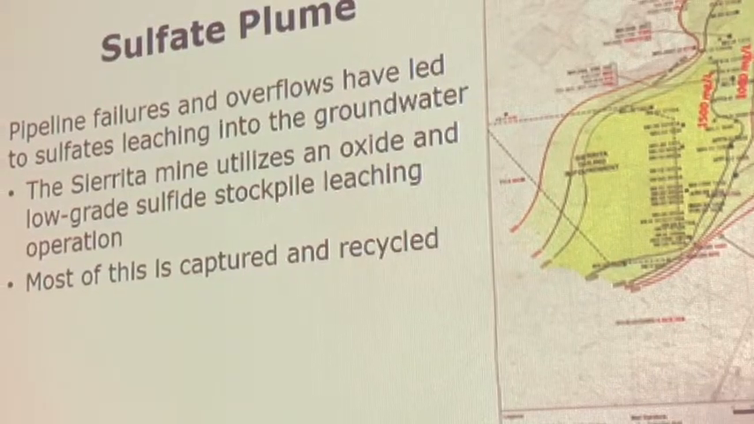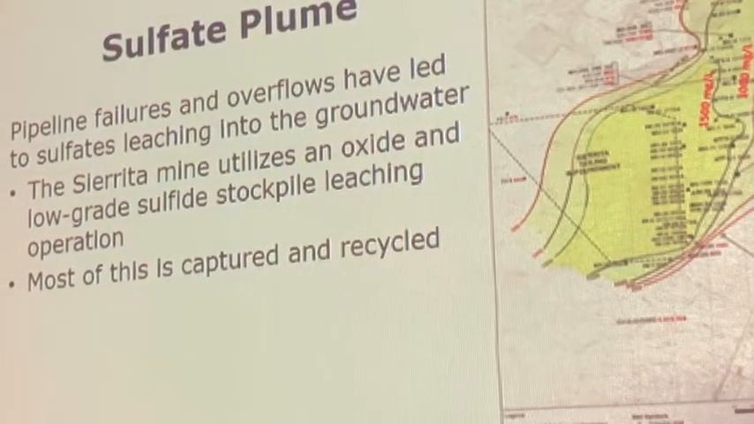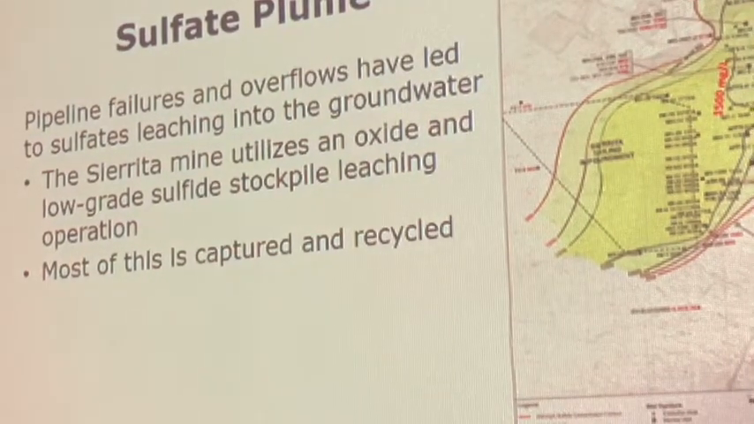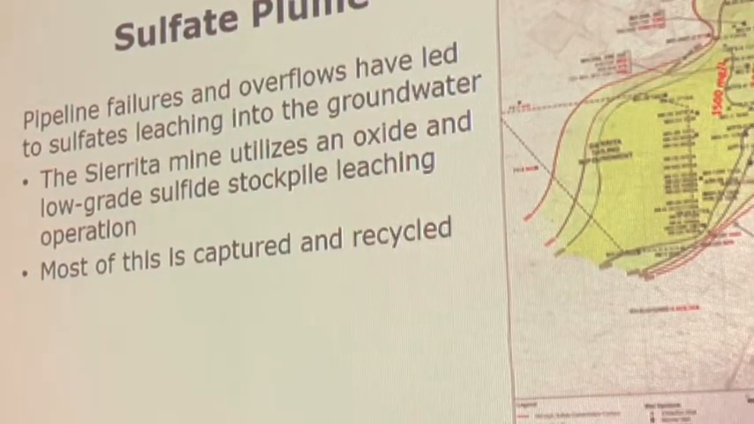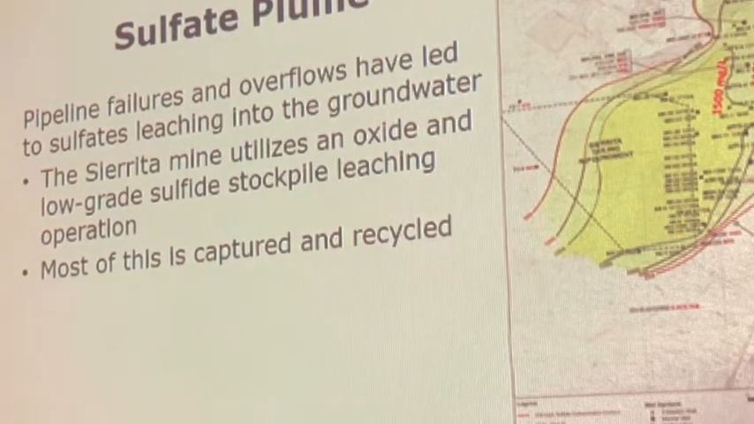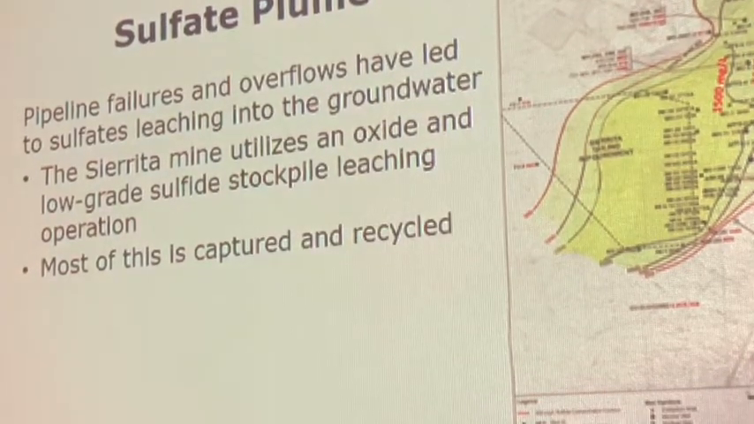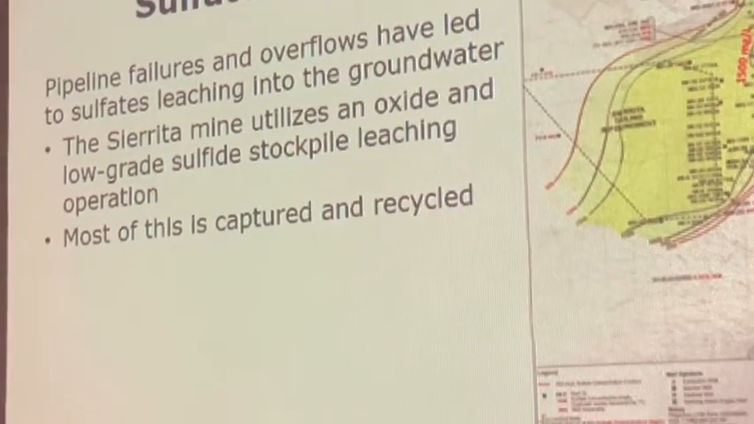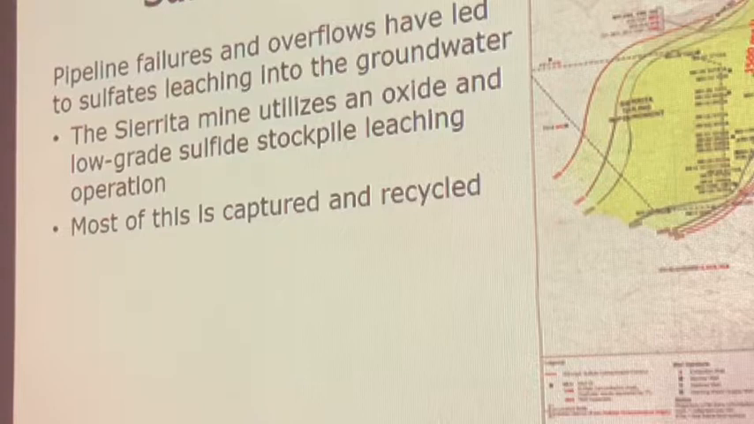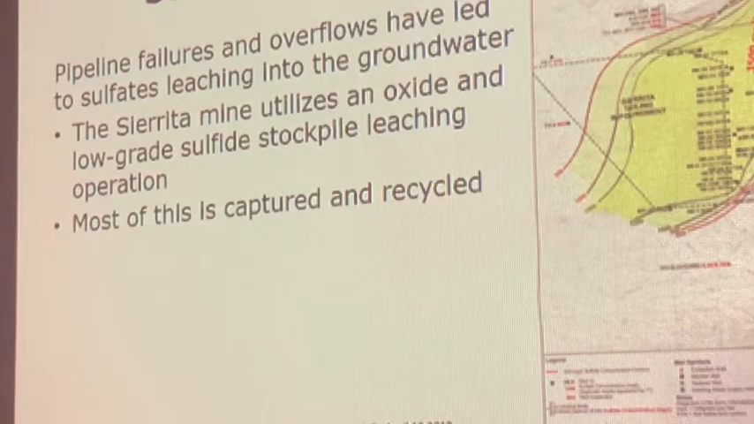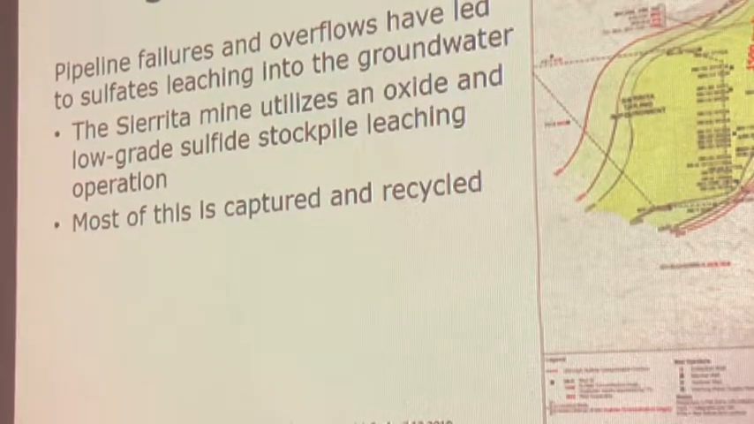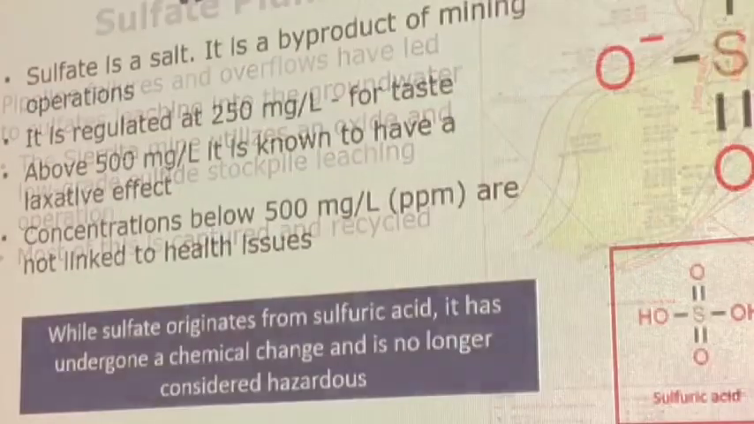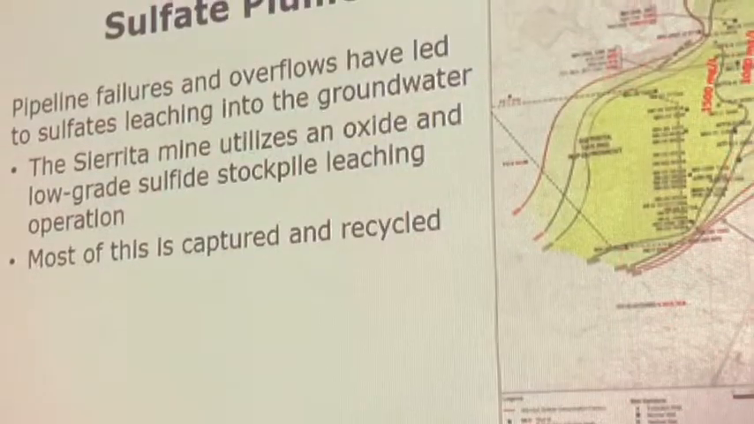Why is there a sulfate plume? It's because the pipelines leaked, and there were overflows, and it went into the groundwater. So it's not that they're dumping tainted water into the ground. It's that there were leaks in the system. It's a mine pipeline. They use an oxide and low-grade sulfide stockpile leaching system, and most of it is captured and recycled.